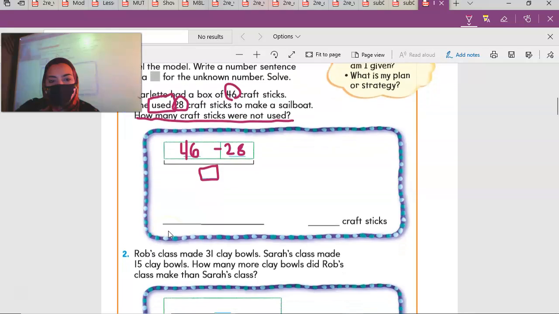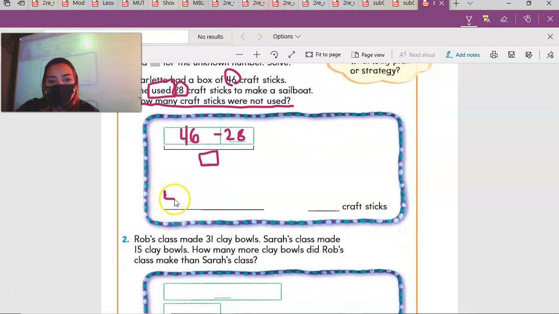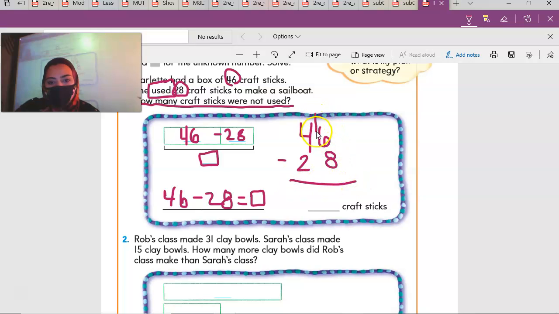Now we're going to write the number sentence. 46 take away 28 equals empty box. 46, now we have to do elevator, escalator. We actually have to solve it now. Take away 28 equals elevator, escalator, dividing the ones and the tens.